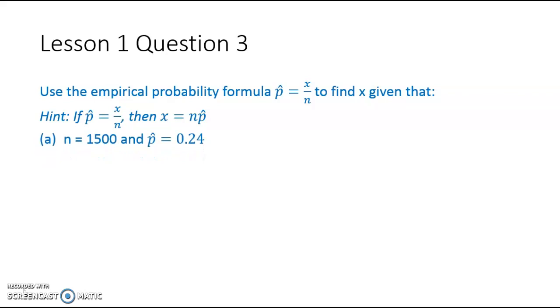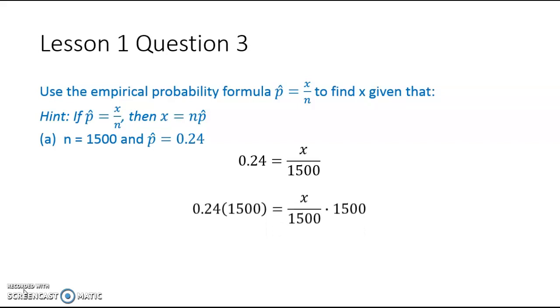So part A gives us the value of 1500 for n and the value of 0.24 for p hat. So we're going to go ahead and put those numbers in for n and p hat like this. Then we will multiply both sides of the equation by 1500 so that we can clear the fraction on the right side. So then that just leaves us with x on the right side, and the left side is 0.24 times 1500. So we type that into our calculator, we get x equals 360.